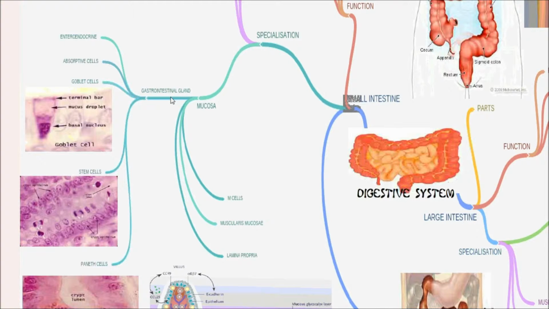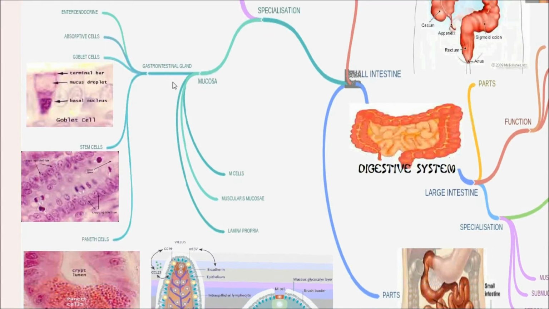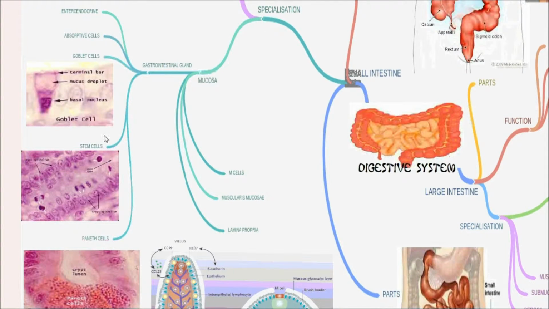The epithelium of the intestinal glands contains stem cells, absorptive cells, goblet cells, Paneth cells, and enteroendocrine cells. The absorptive cells are tall columnar cells with basally located nuclei. At the apex of each cell is a homogeneous layer called the striated brush border, which is a layer of densely packed microvilli.